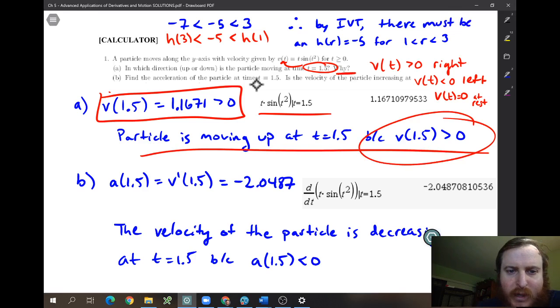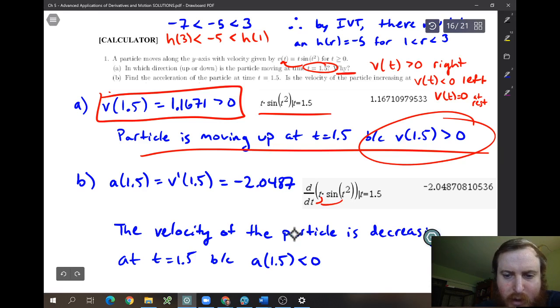B says find the acceleration of the particle. So again, I did it this way. I just did d/dt of t sine squared of t squared. Make sure that everything matches up, that they're all t's.